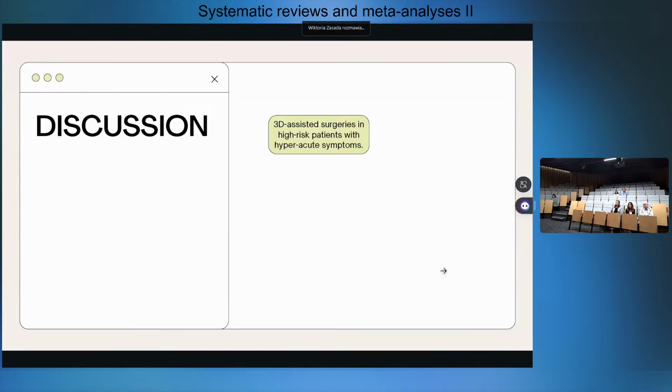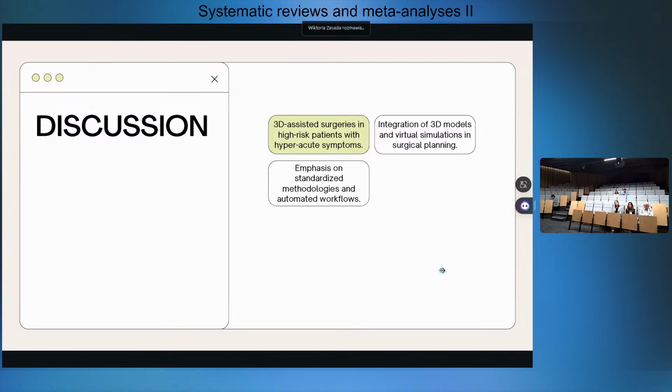3D printing demonstrates promise in urgent surgeries, expediting custom stent grafts delivery for high-risk patients with hyperacute symptoms. Previous reference studies on custom-made stent grafts emphasized the need for comparative analysis to evaluate the efficacy and safety of different approaches. Standardized training protocols are essential for consistency and reliability in surgical planning. Standardization of methodologies and workflows is crucial for optimizing procedural efficacy and enhancing patient outcomes.